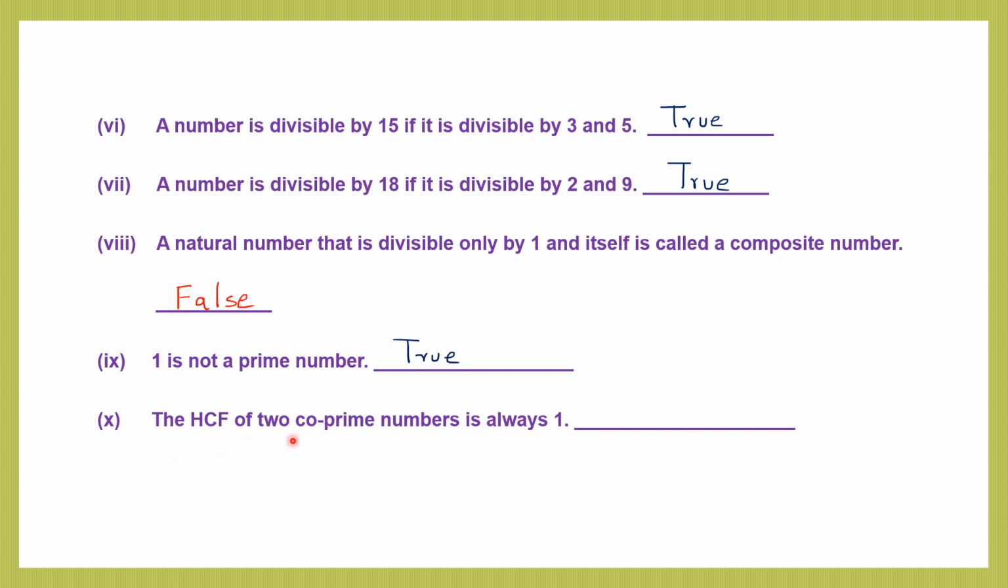The H.C.F of two co-prime numbers is always 1. What are co-prime numbers? Co-prime numbers are two numbers that don't have any common prime factor between them. And the H.C.F of such numbers is always 1. So this statement is true.